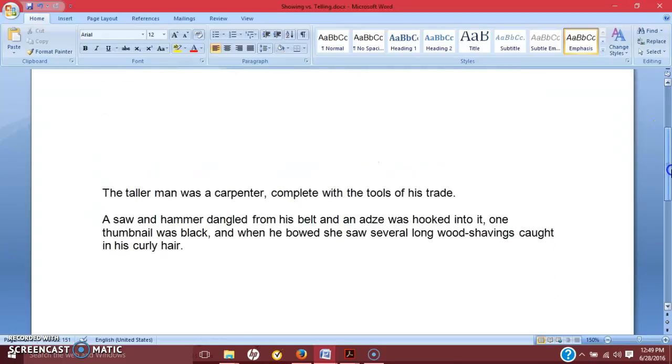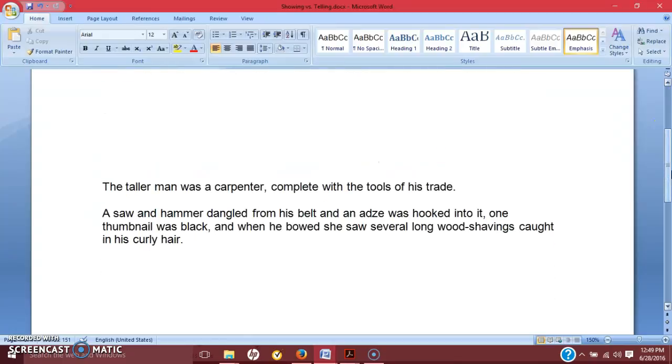Let's move on to the next bundle of sentences. Again, read them and think which is showing and which is telling. So this one might be a little easier because normally showing involves more words, just out of descriptive purposes. So, spoiler, the bottom sentence is the showing sentence.